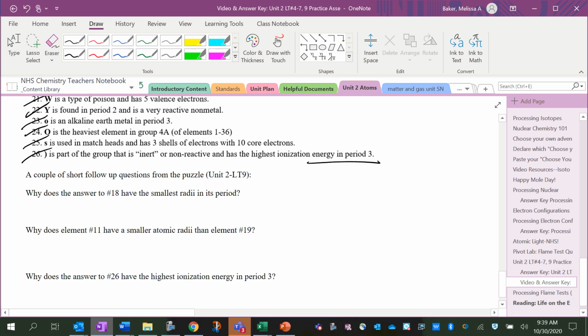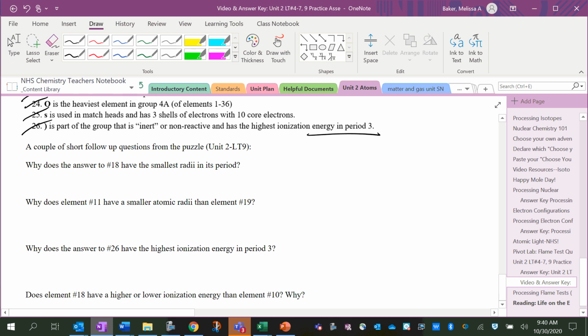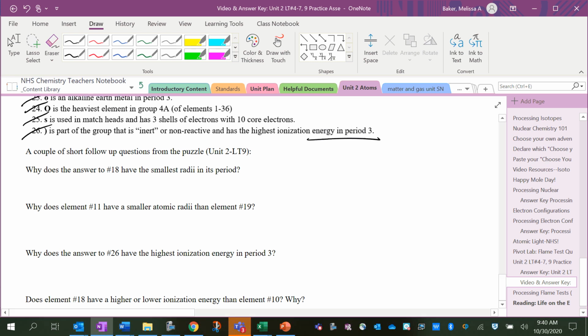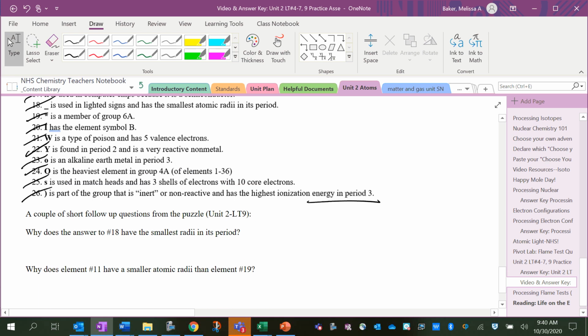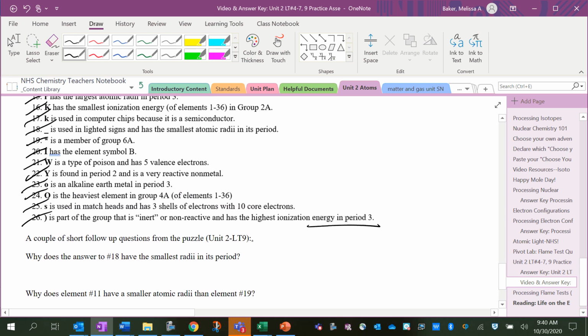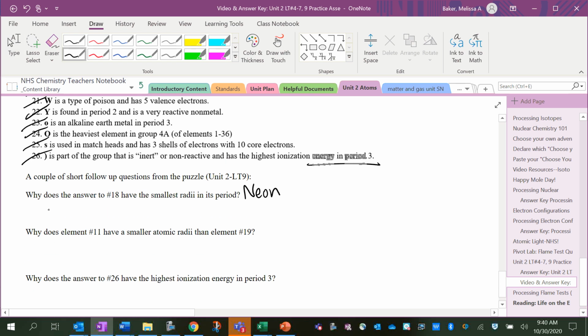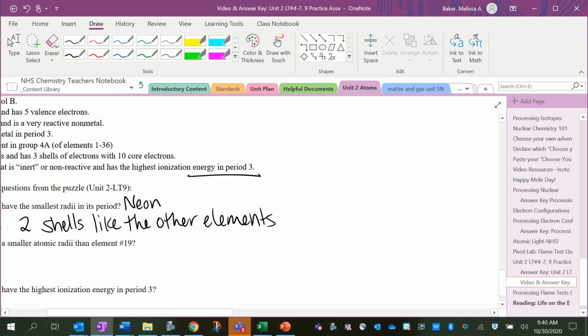Nice. All right. A couple of short follow-up questions from the puzzle. Why does the answer to number 18 have the smallest radii in its period? The answer to number 18 is neon. Neon has 2 shells, okay, like the other elements in period 2.